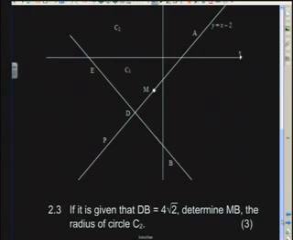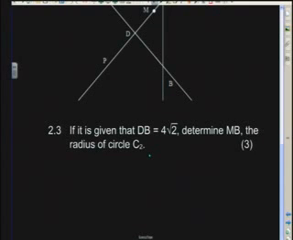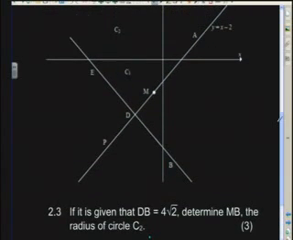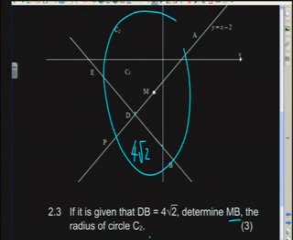Okay. They then say it is given that DB is 4 root 2. Determine MB, the radius of circle C2. All right. So they've given you DB, this distance. From there to there is 4 root 2. And they then want MB. Now remember, we've got this other big circle, C2, going around like that. So they want you to find the radius from there to the point B. Okay, so they want that distance.